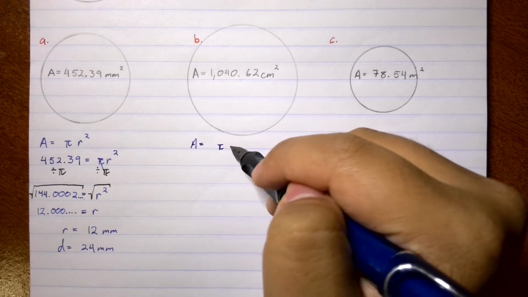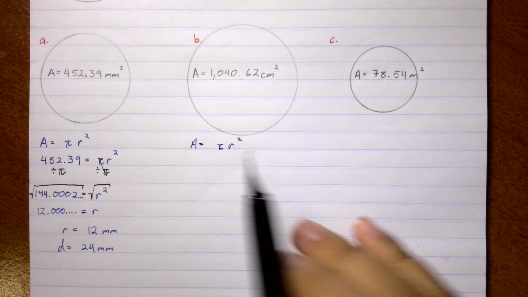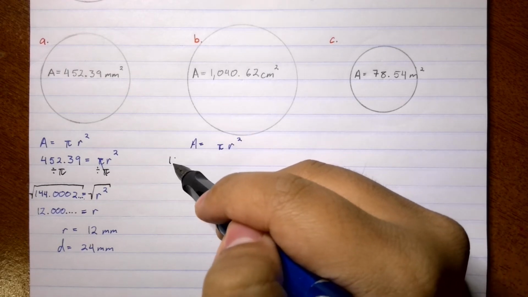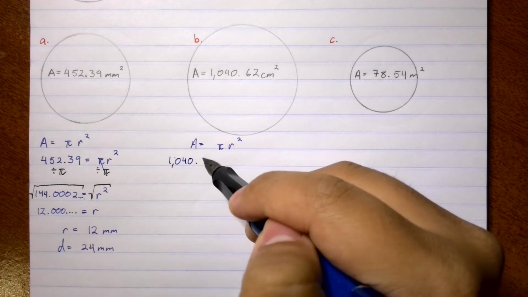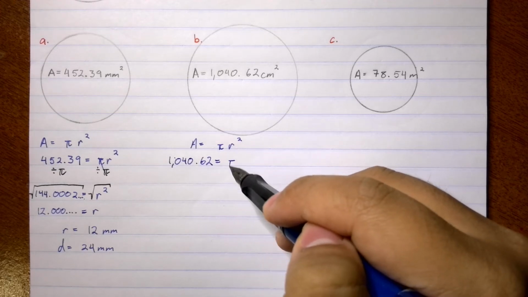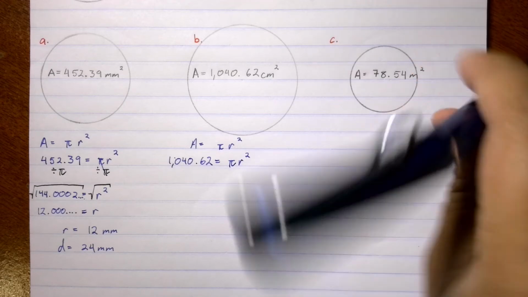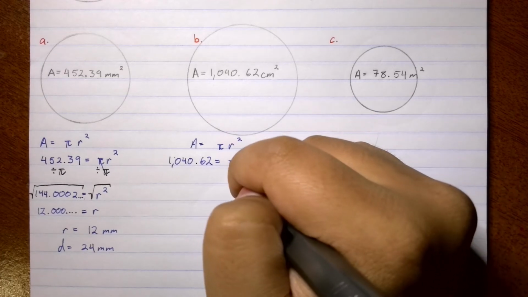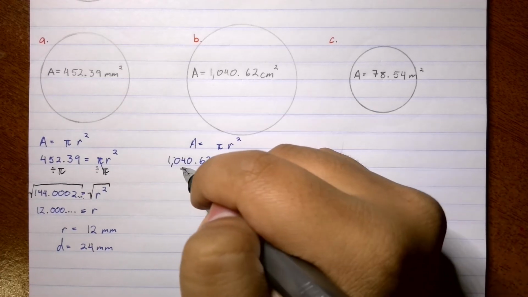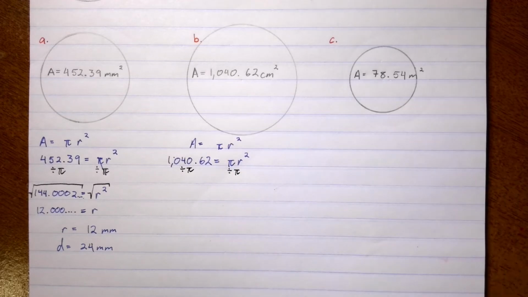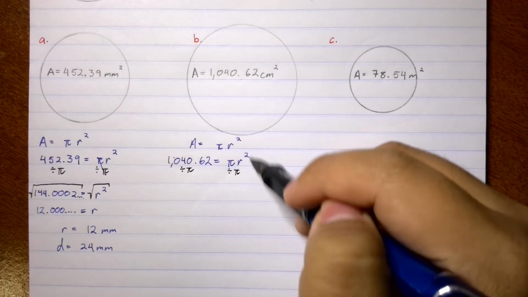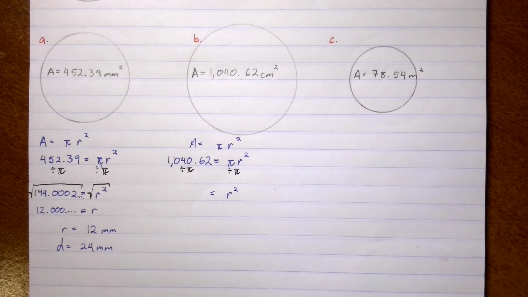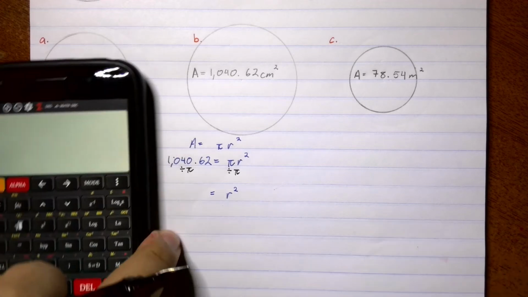Start first by utilizing our equation, substituting the value that we are given, 1040.62 equals pi r squared, dividing out by pi on both sides. This will leave us with r squared by itself. And we need to calculate that value.